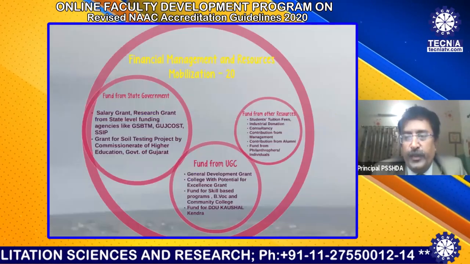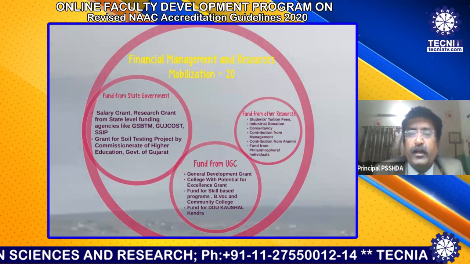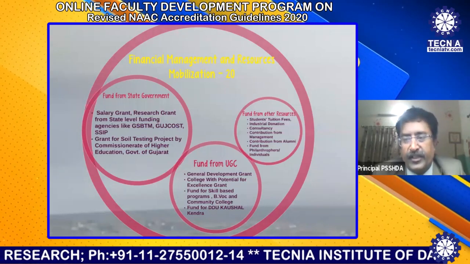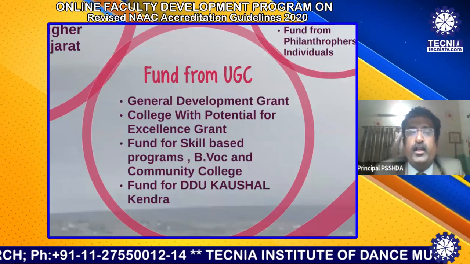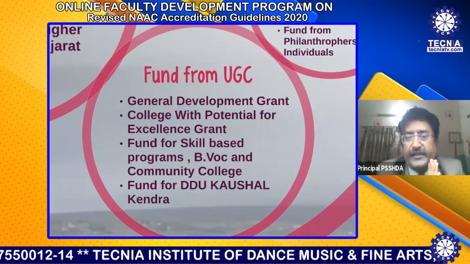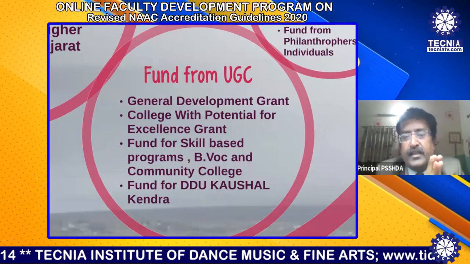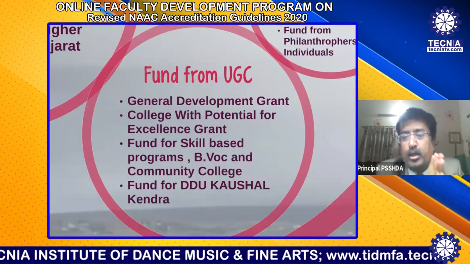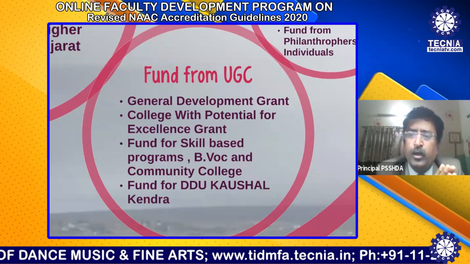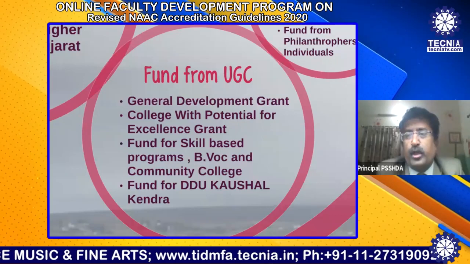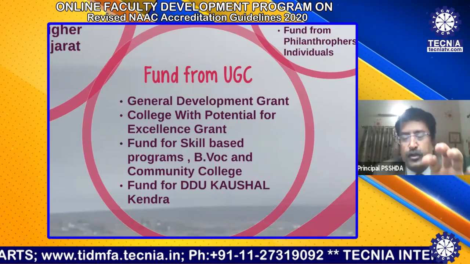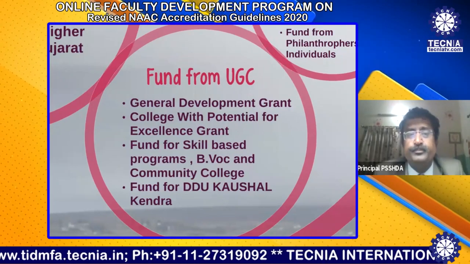Then financial management. In financial management, we can have 3 different strategies. First, fund from government, it means central government like UGC. So a general development grant, or grant for college with potential for excellence, or fund for various skill development programs like BVoc, community college, or fund for DDU Kaushal Kendra, or various kinds of funds, autonomous college grant. Which kind of grant you are having will be from the central government. So this is the fund from central government.